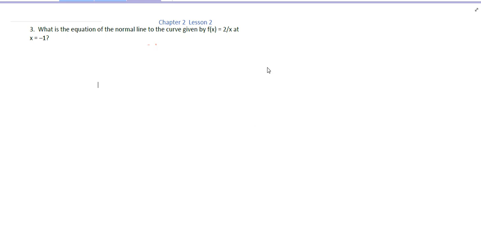Alright, now we're in lesson 2. Let's take a look at problem number 3 from your homework tonight. They're asking us to find the equation of the normal line, so you recall from your notes and from class today that the derivative at a point is going to be equal to the slope of the tangent line. So that is the derivative.